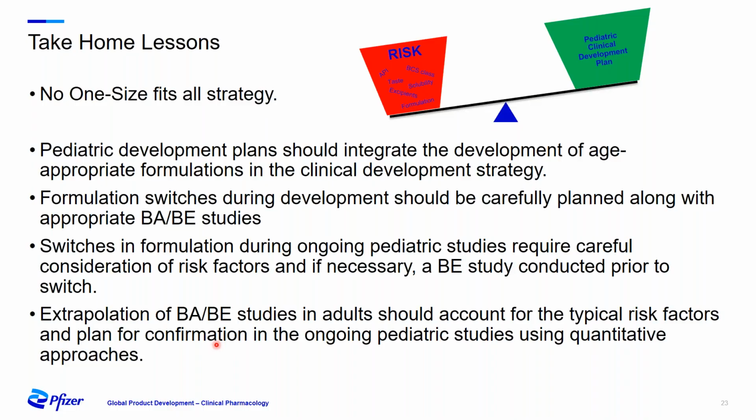So the pediatric development plan should integrate the development of the age-appropriate formulation in the strategy from the start, and the formulation switches during development should be carefully planned along with appropriate bridging studies. I'm using the term BABE studies more for bridging studies or bridging assessments, because sometimes you end up not needing a BABE study. And switches in formulation during ongoing pediatric studies require careful consideration of risk factors, and if necessary, a confirmatory BE study may have to be conducted prior to the switch.